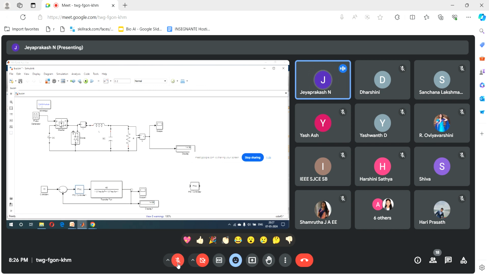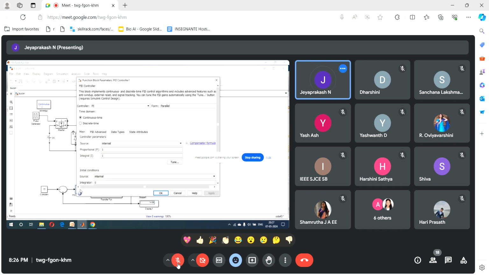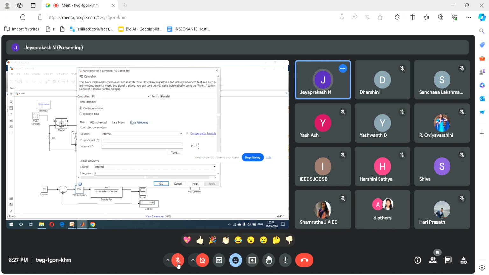So I am comparing the output to the input. An error will automatically occur. In the previous case we got 14.98, so 15 minus that gives some error. The error is given to the PID controller. Once you set the PID block, you can apply the initial values: P value 1, I value 1.